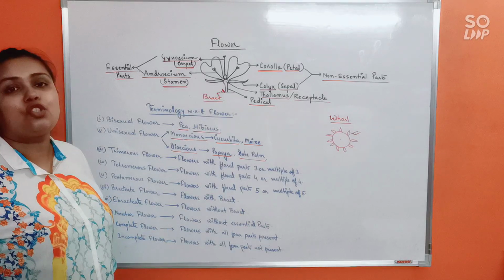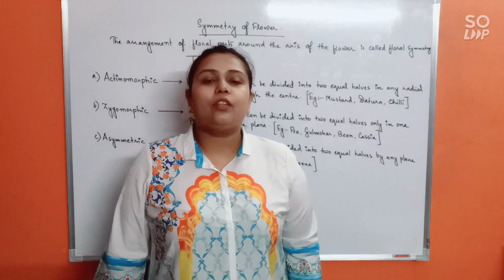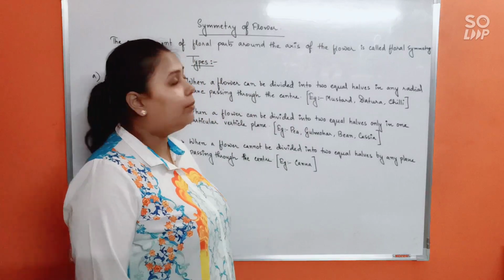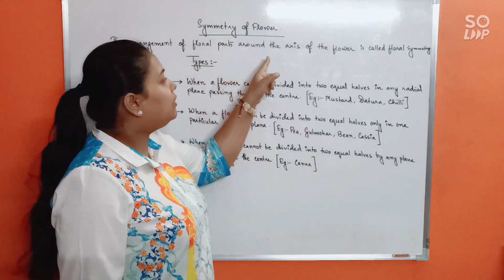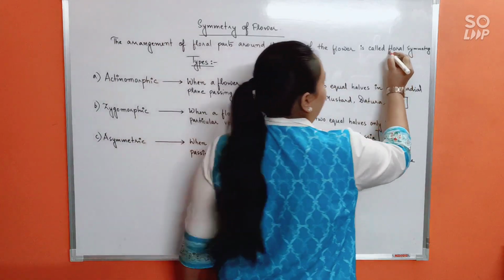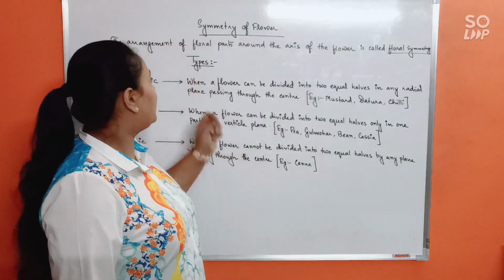Next, let us discuss symmetry of flower. Now let us discuss a little bit regarding the symmetry of a flower. So what is floral symmetry? See, the arrangement of floral parts around the axis of the flower is called the floral symmetry. And floral symmetry can be of 3 types.